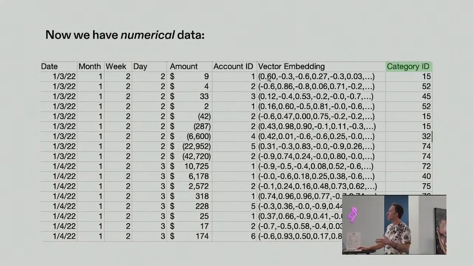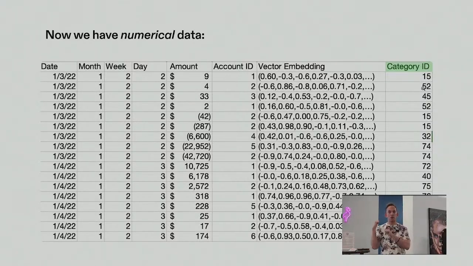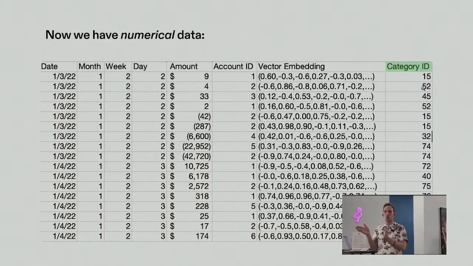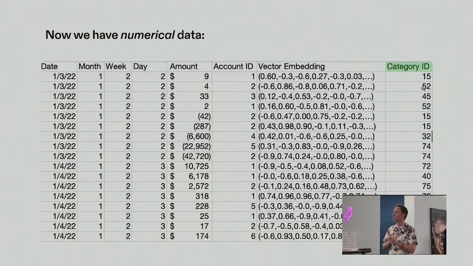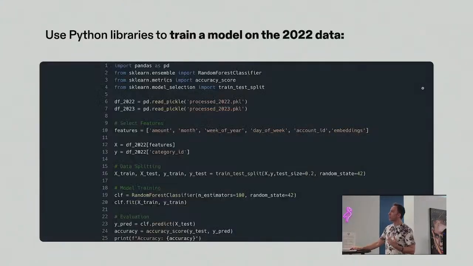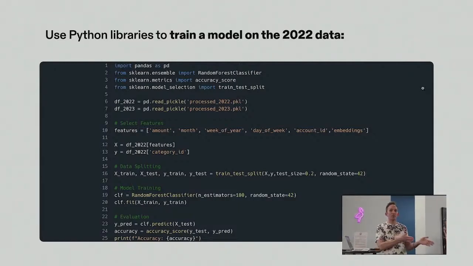So now I have a bunch of these numbers, and this category ID was based on last year where I had actual data that we had reviewed and knew what category things fit in, right? So I had this numerical data, and I wanted to train a model that would learn from what I did last year and then apply the same thing for the 2023 data.